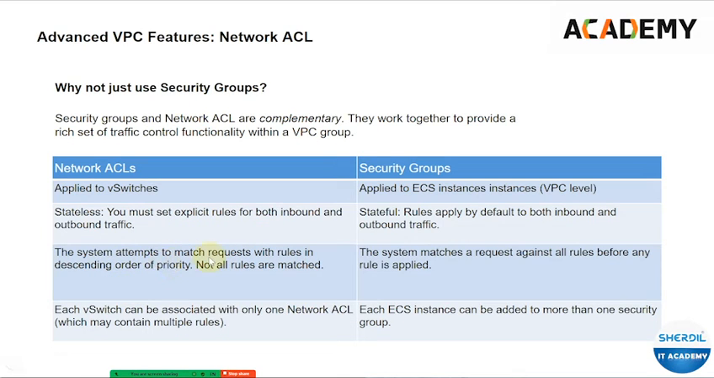The system attempts to match requests with the rules in descending order of priority, and the system matches a request against all rules before the rule is applied. Each vSwitch can be associated with one network ACL, which may contain multiple rules, while with the security group, we can add more than one security group, and a security group can be attached to multiple instances at the same time.